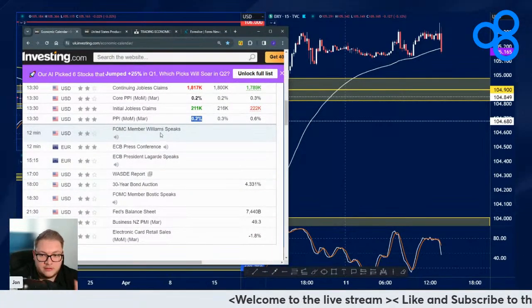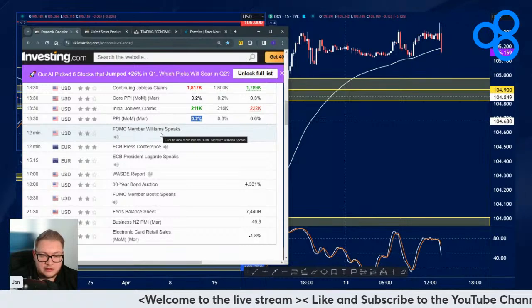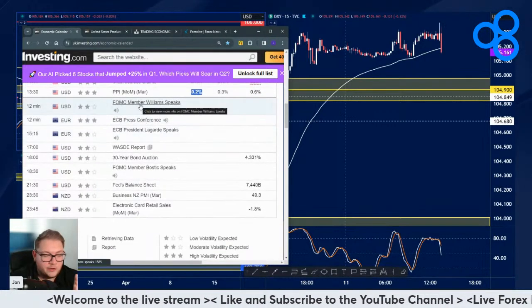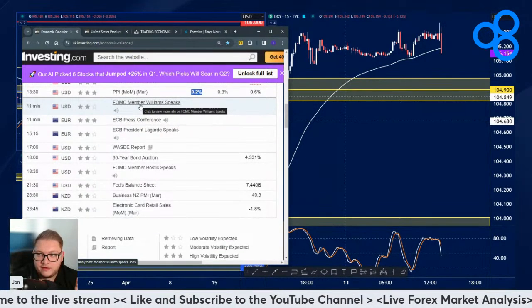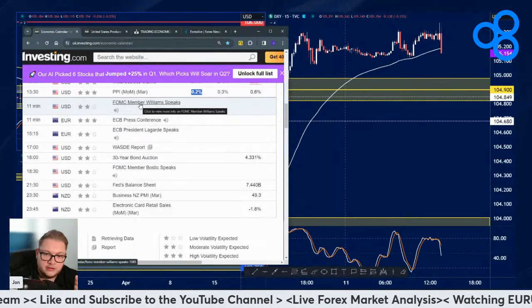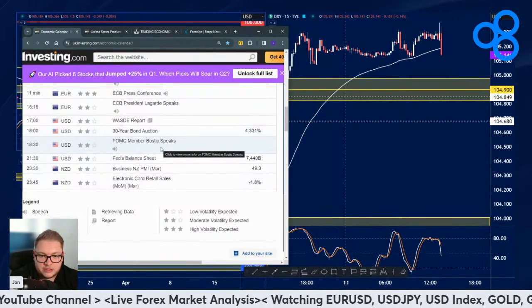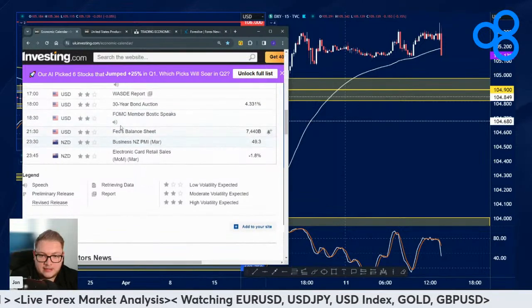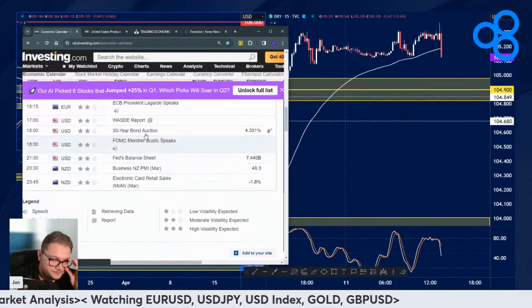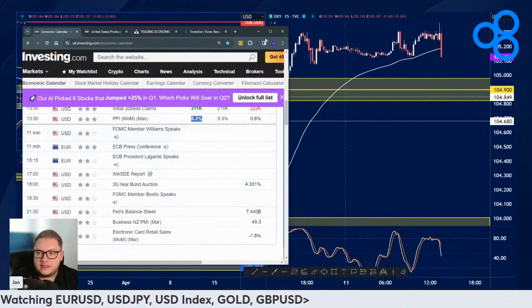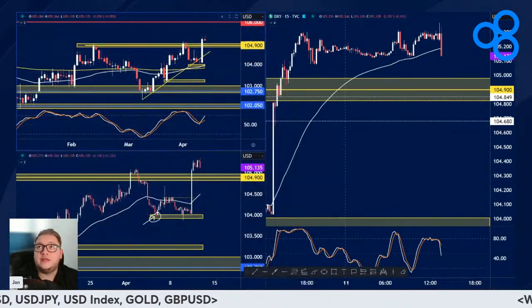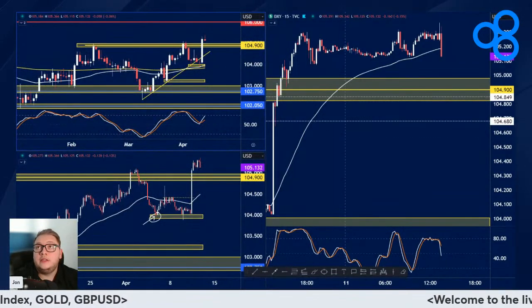So we've got Member Williams speaking in 12 minutes. The language from that FOMC member is going to be very important. What they are focusing on is what we need to look at. And obviously we've got Member Bostic speaking a little bit later today, that's 6:30 GMT. And obviously we've got the ECB coming up. So a lot of events that could drive prices at the minute.